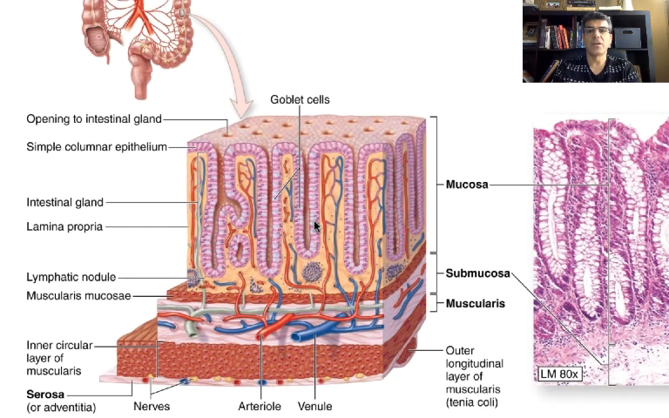So let's review the histology of the large intestine. Although this is a topic for the lab, I'm going to show you very briefly. Here is going to be the lumen of the large intestine. Here's where the feces is going to pass through, or future feces.